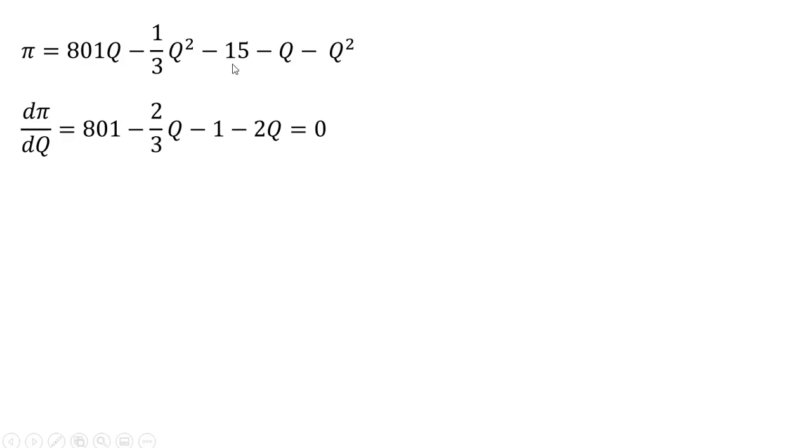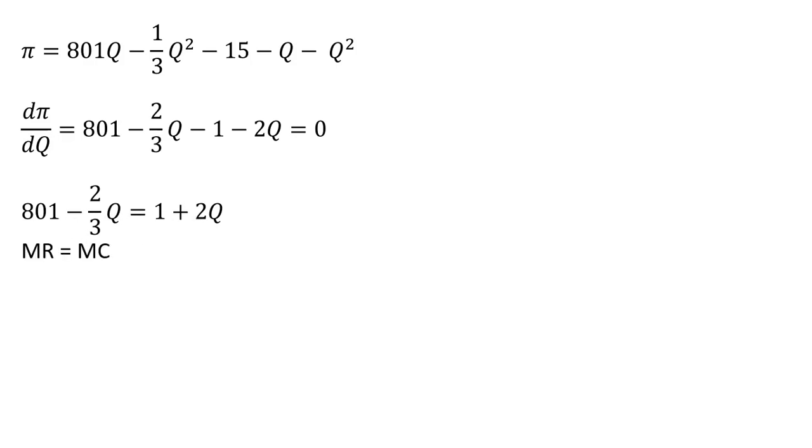The derivative of minus 15, that's 0. Derivative of a constant is 0. The derivative of minus Q is minus 1. And finally, the derivative of minus Q squared is minus 2Q. So once again, we take that exponent, bring it down in front, so it's going to be 2 multiplied by what's in front of the Q. So that's where this 2 is coming from. And then once again, we subtract 1 from the exponent, leaving us with Q to the 1 power, or just writing it as Q. Just moving some things around.